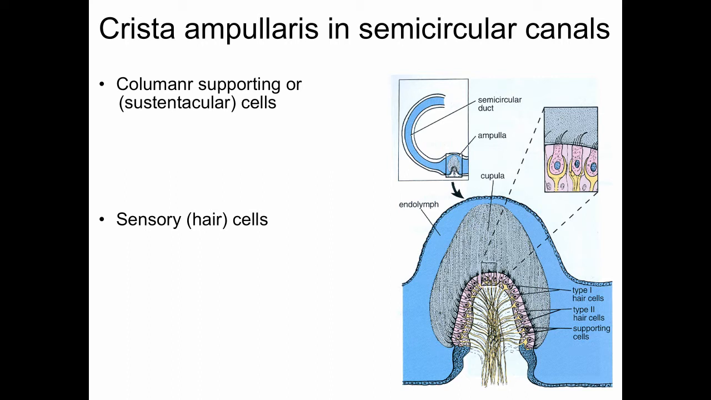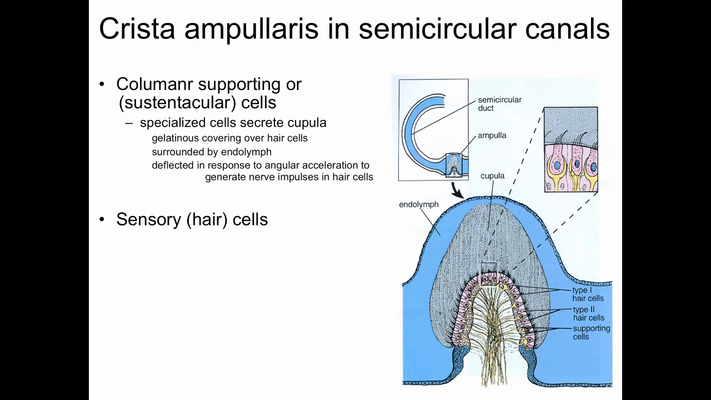sensory cells called hair cells. The sustentacular cells are specialized cells. They secrete a gelatinous covering which is over the hair cells. This gelatinous covering is called the cupula, and it's shown in the diagram like this. The cupula is surrounded by endolymph, and the cupula is deflected in response to angular acceleration, and this will generate nerve impulses in the hair cells.